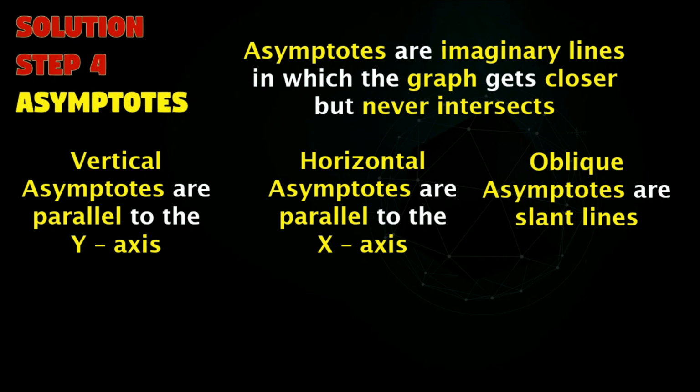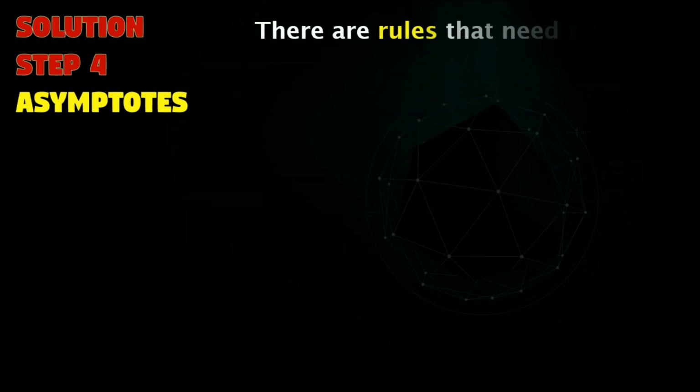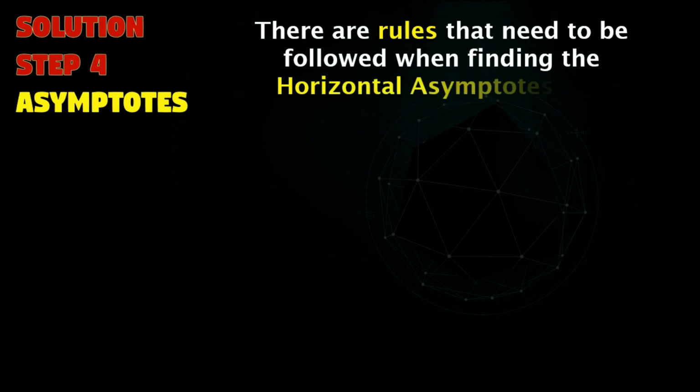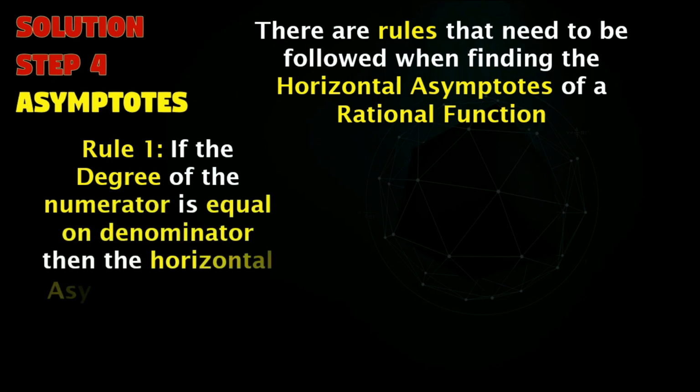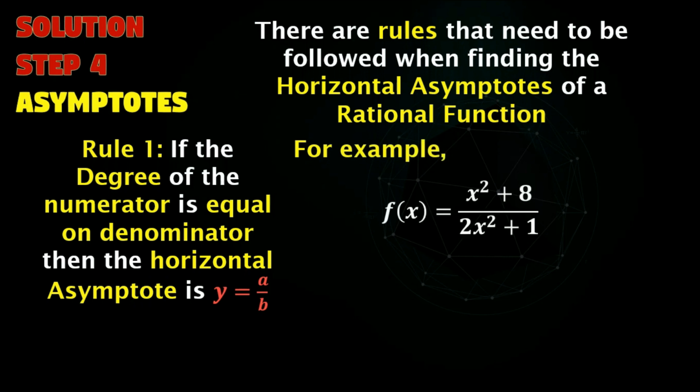On finding the horizontal asymptote, you just need to remember the rules that need to be followed. Rule number 1: if the degree of the numerator is equal to the degree of the denominator, then the horizontal asymptote is y equals a over b. Halimbawa, f of x is equal to x squared plus 8 over 2x squared plus 1.